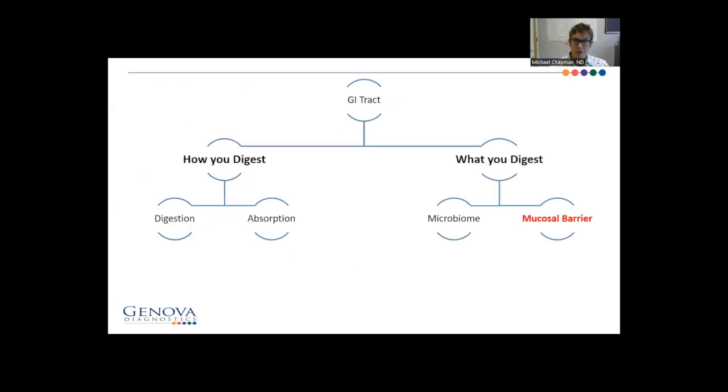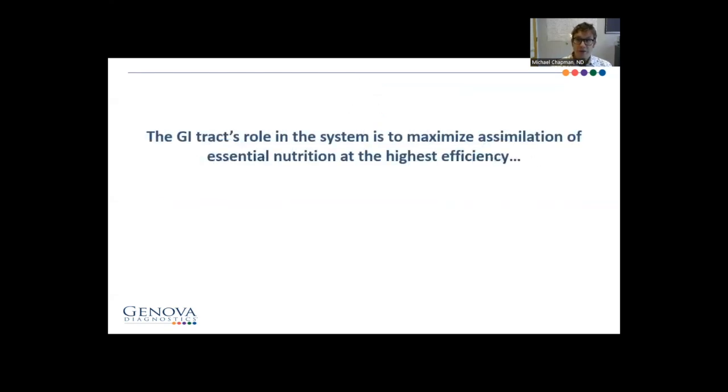So we talked about mucosal barrier, we've talked about digestion, absorption, microbiome. I'm hoping that this helps you to rethink how to use this GI Effects test and understand the patient that's sitting in front of you and what needs to be worked on. Because at the end of the day, the GI tract's role in the system is to maximize the assimilation of nutrition at highest efficiency and also limit the risk of exposure from external dangers. And so if you just keep that in mind, then it's really going to help you sort through some of these complex patients that are going to come into your office.